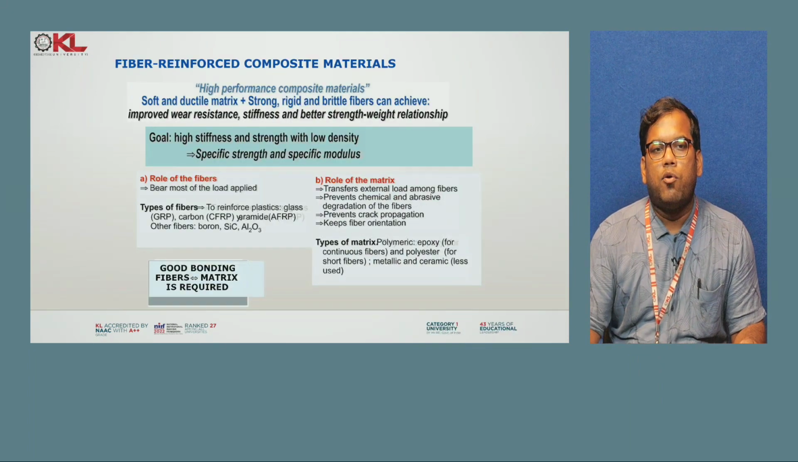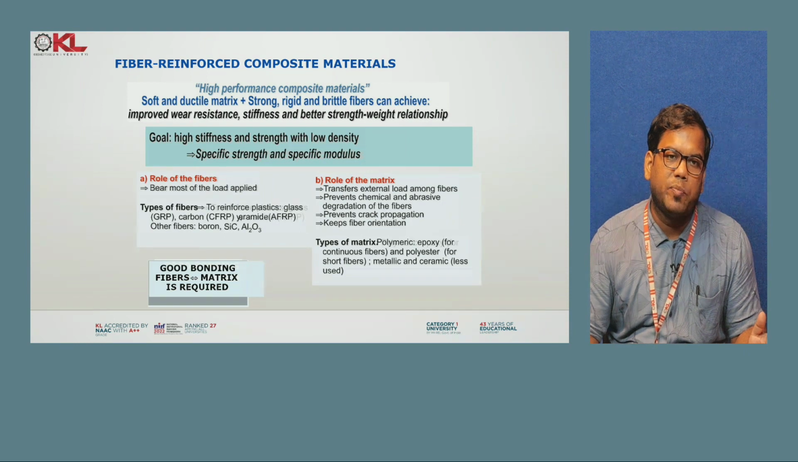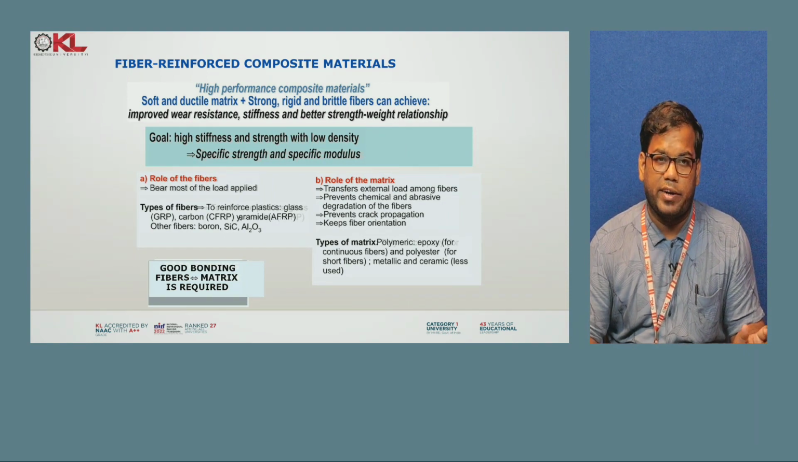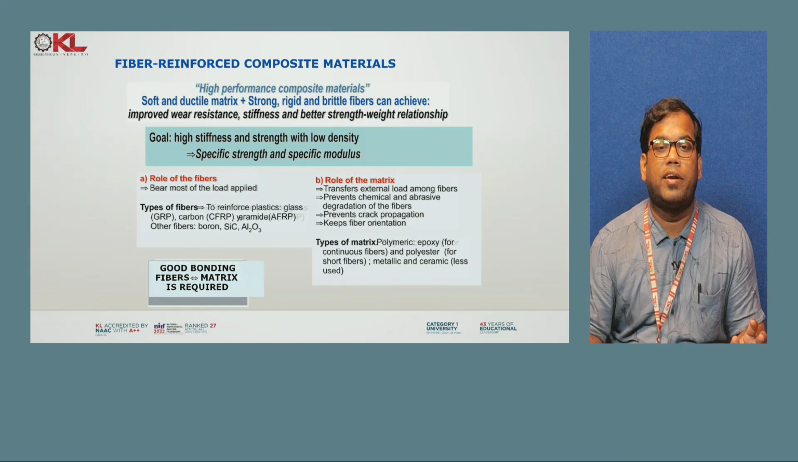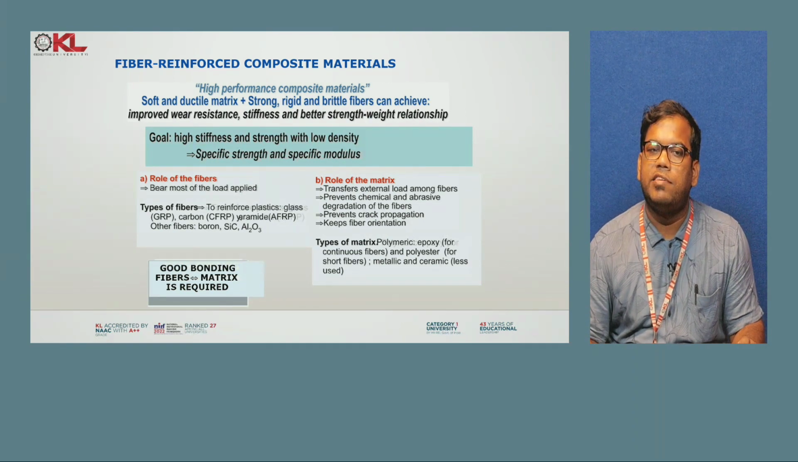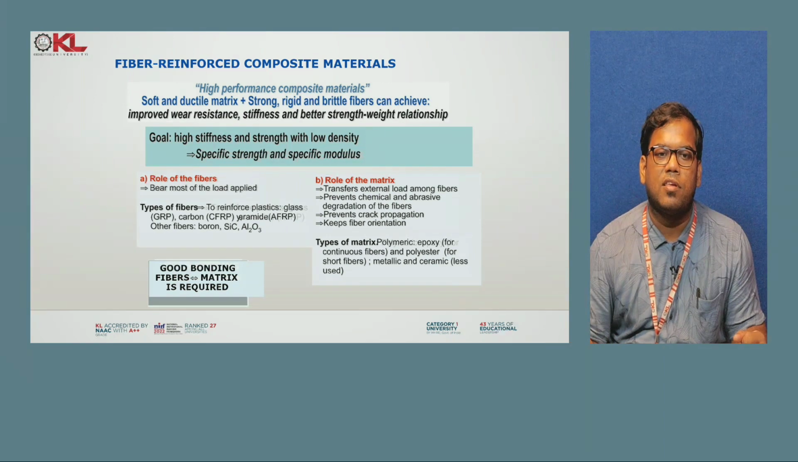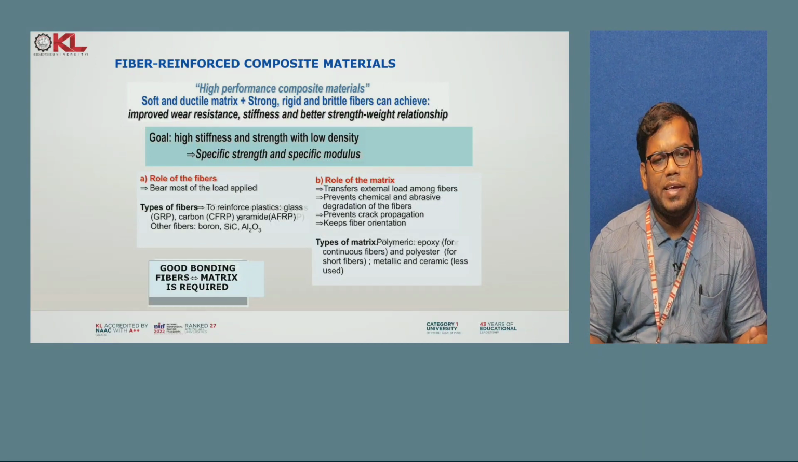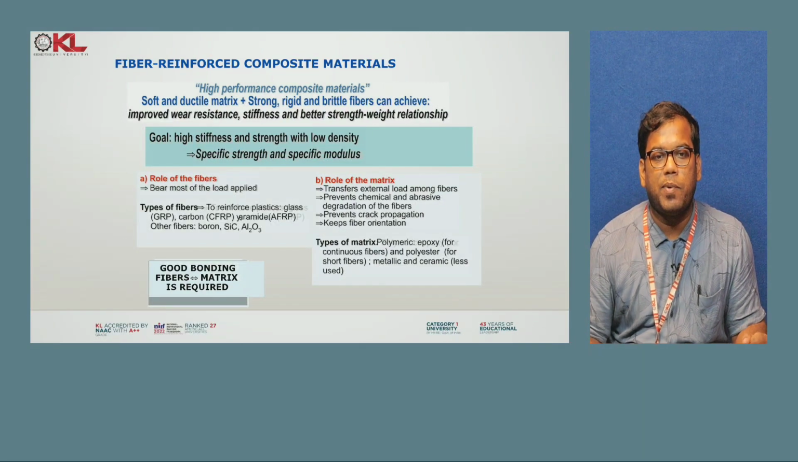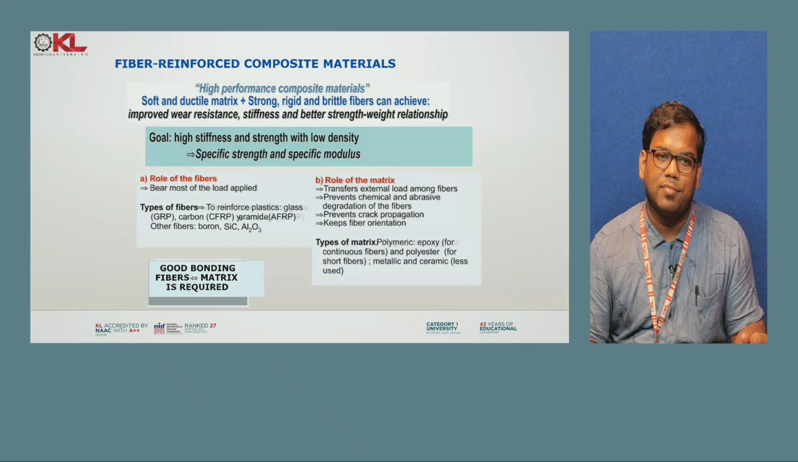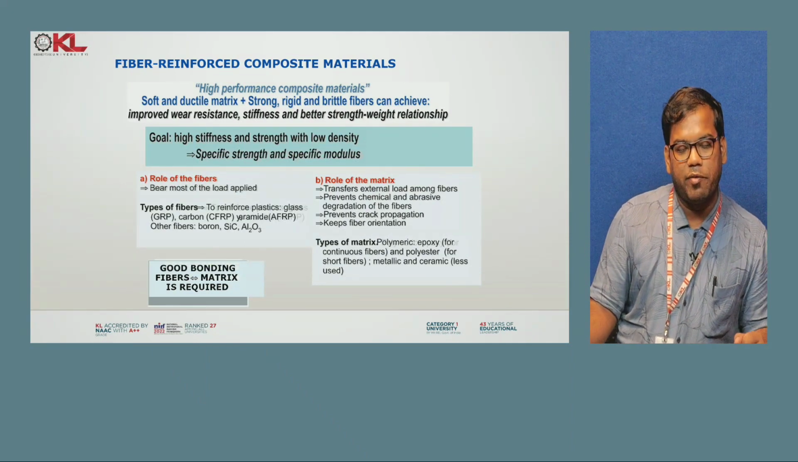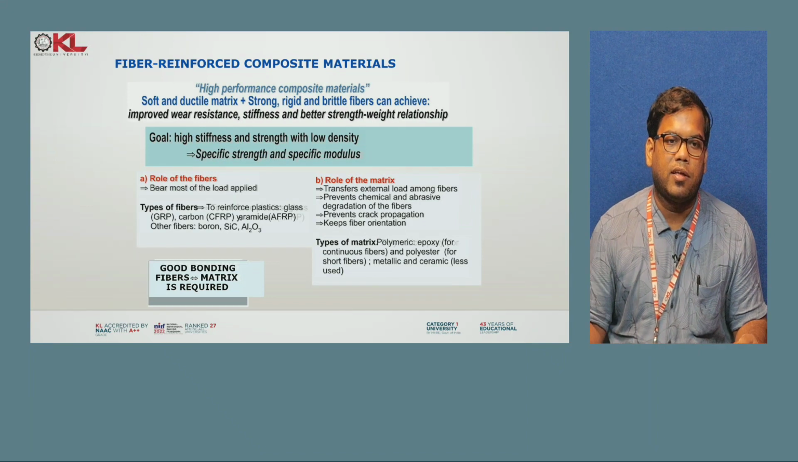Now we will see why we use fiber reinforced composite material. These are high performance composite materials. A soft, ductile matrix plus a strong, rigid, brittle fiber can achieve improved wear resistance, higher stiffness, and a better strength to weight relationship. So when an application requires high stiffness and strength with low density, FRP composite will be the best suitable material to use.